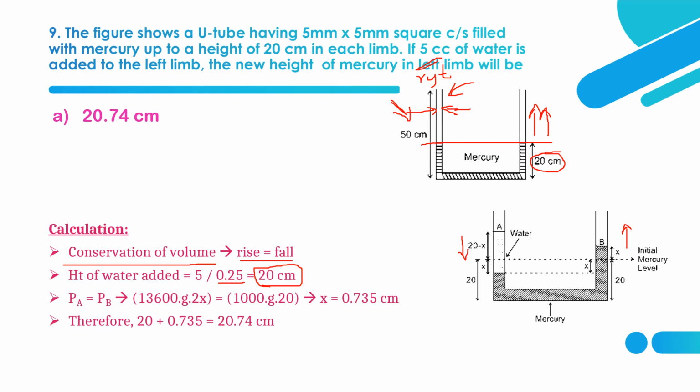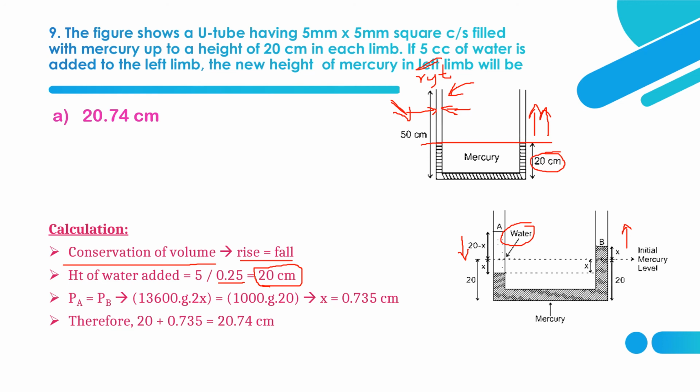So 20 centimeters of water is added here, and let's say some x amount of fall is there and a corresponding rise is there in the other limb. So pressure in both the limbs will be the same. Pressure in both limbs, PA and PB, shall be the same, and PA and PB are exposed to atmosphere, and no other pressure is acting on the two limbs. So that's why 13,600, which is nothing but 13.6 into 1000 for mercury, the density of mercury in kilogram per meter cube, into g into 2x.